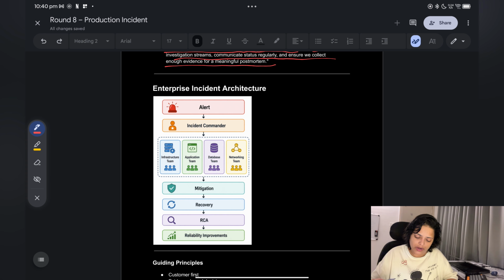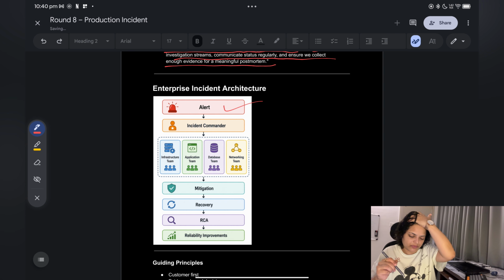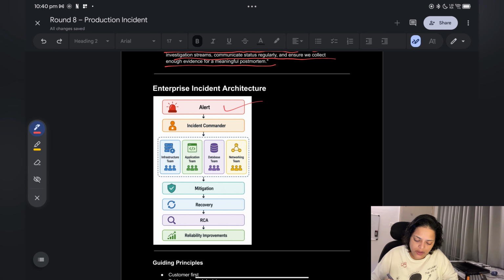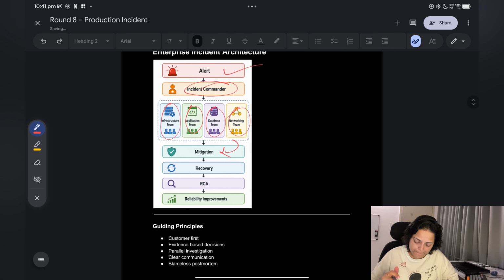Okay, now enterprise incident architecture will be something like this. An alert is raised, and one incident commander will be assigned who will coordinate with the infrastructure team, application team, database team, and networking team. After that, they will find the mitigation way, then they will recover it, find the RCA, and then do reliability improvement, so that in future this issue does not occur again.